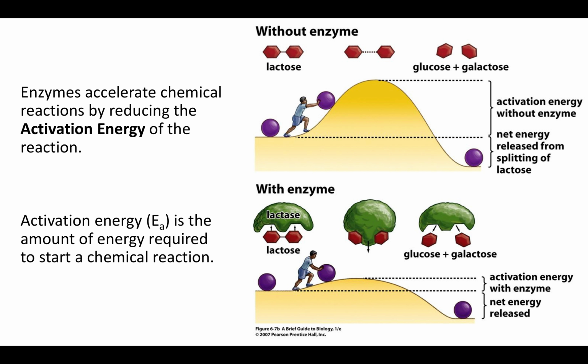An example we used in class that I personally really like is the turning of your key in the ignition in a car to start the chemical reaction in your engine, burning the fuel. It's the little bit of energy required to start the reaction. Enzymes reduce the activation energy. They reduce the amount of energy needed to start a reaction. So that means less time is spent finding energy to start the reaction.